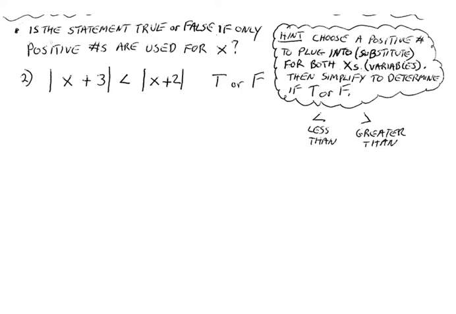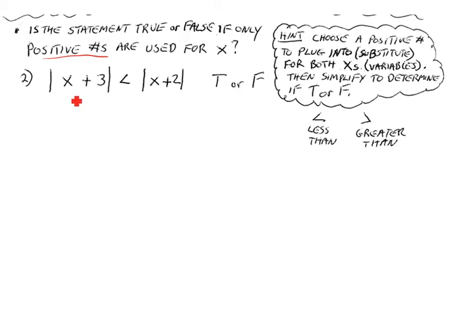It says, is the statement true or false if only positive numbers are used for x? Only positive numbers. All right, and hint, choose a positive number to substitute for both x's, which are the variables, then simplify to determine if true or false.